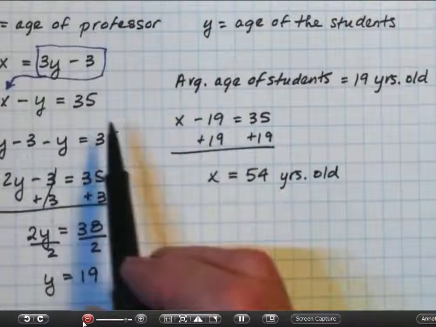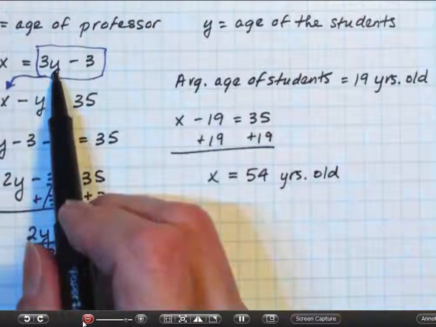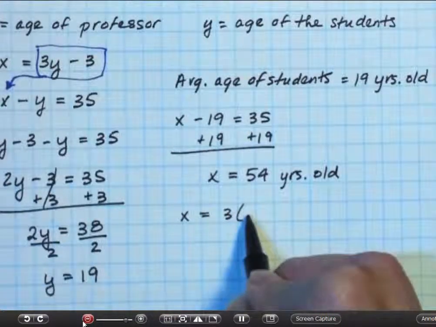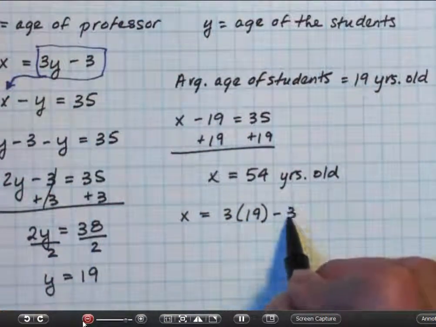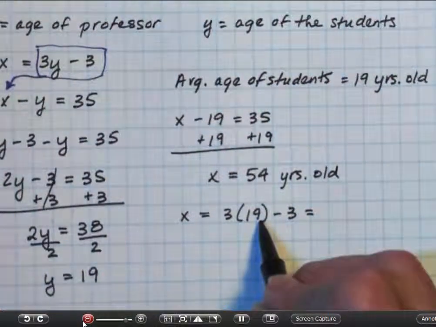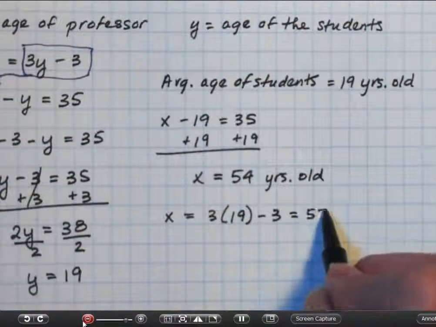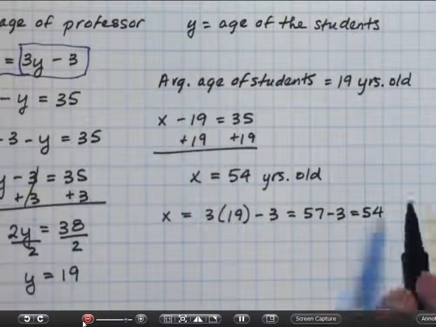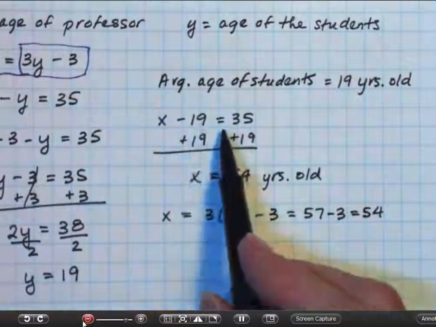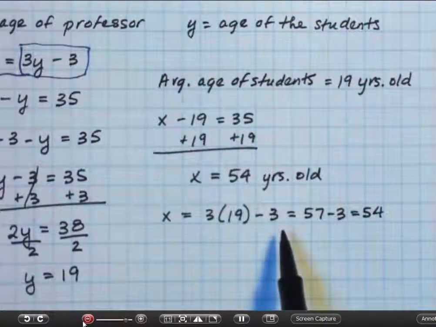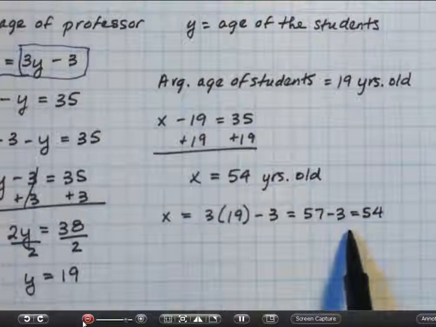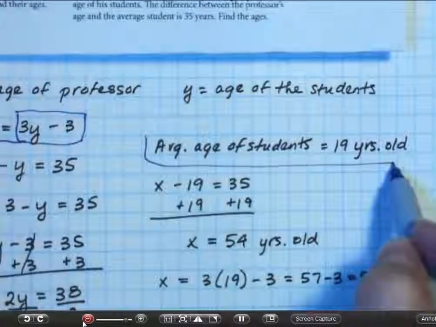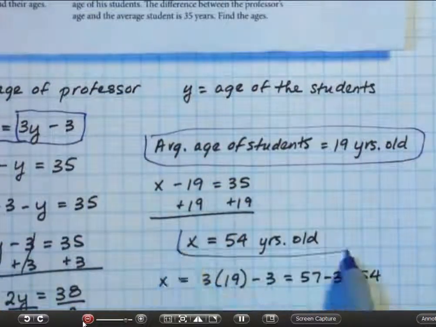And then you can double check. If I take 3 times the average age of my students, 3 times 19 is 57, minus 3, that also gives me 54. So I've now checked 2 equations, the first one to get me the age of the professor, and the second one to double check all my calculations. And so therefore I know that the average age of the students is 19 years old and the professor is 54 years old.